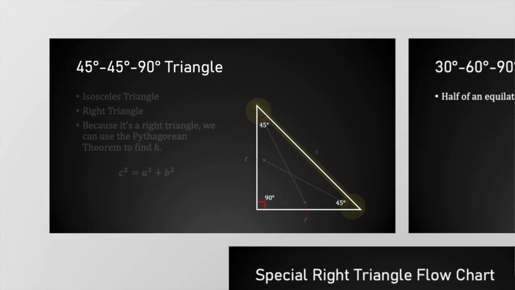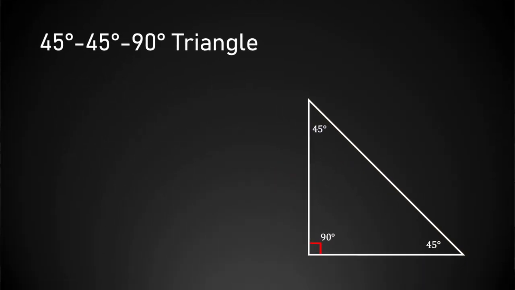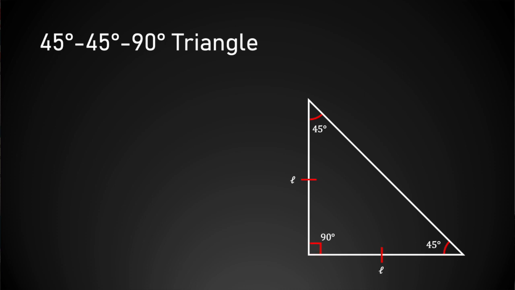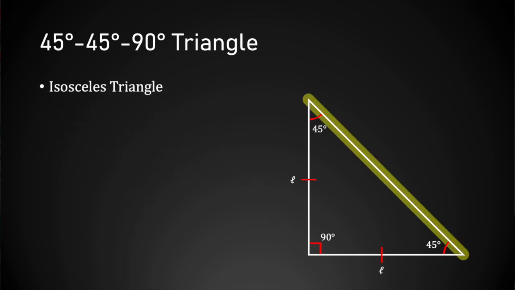The 45-45-90 triangle gets its name from the angle measures. Notice that these angles are both 45 degrees. The significance of this is that if we have two congruent angles, then the sides across from those angles must be congruent as well. So I'm going to mark these sides congruent and say that they have length L for leg. That makes this an isosceles triangle. This side is a hypotenuse because it's a right triangle. So I'm going to say it has length H for hypotenuse.